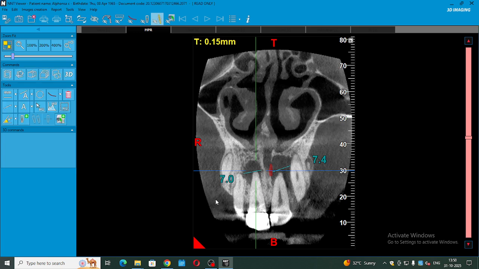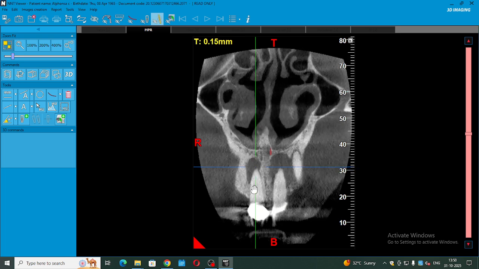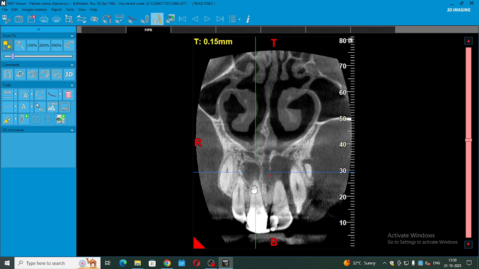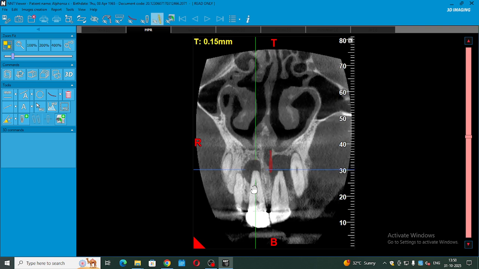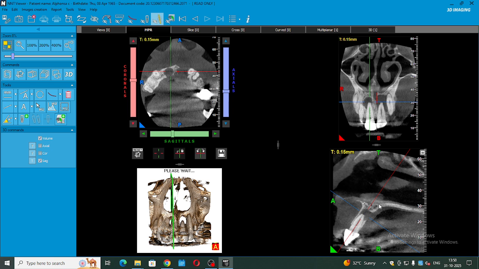So to radiographically call a lesion as a periapical cyst, it should be more than 1 centimeter in dimension. So definitely we cannot call these lesions as periapical cyst. This is probably a periapical granuloma, and an important anatomic consideration is the presence of incisal canal, which is seen on the palatal aspect between the central incisors.